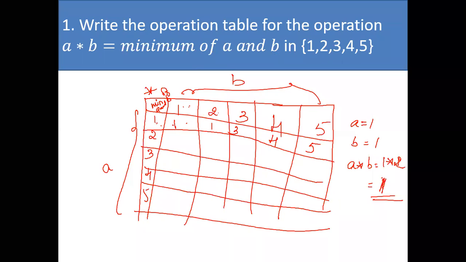So the minimum of 2 and 1 is 1. The minimum of 2 and 2 is 2. The minimum of 2 and 3 is 2. The minimum of 2 and 4 is 2. The minimum of 2 and 5 is 2. And this way you have to complete the table. Try to complete the table. I'll write the answers: 1 2 3 3 3 1 2 3 4.